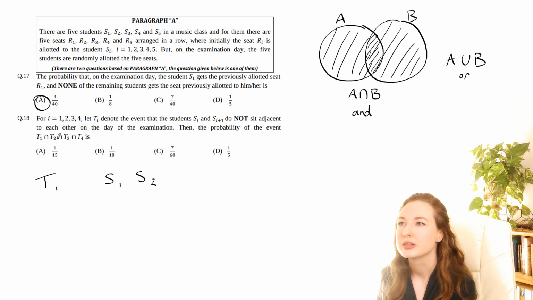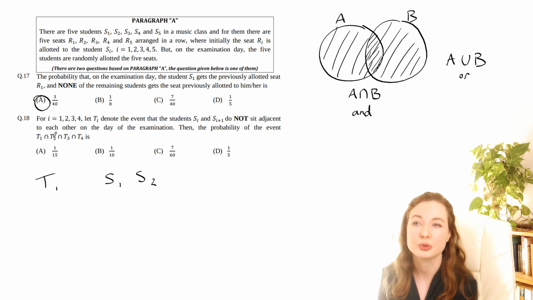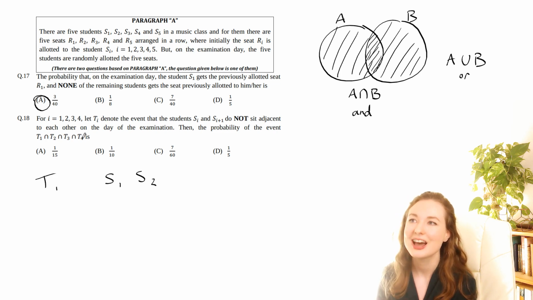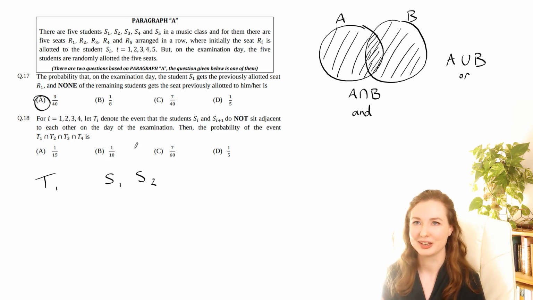Okay, so what it's saying is that students 1 and 2 don't sit next to each other, and students 2 and 3 don't sit next to each other, and students 3 and 4 don't sit next to each other, and students 4 and 5 don't sit next to each other. So it's asking for the probability of that.